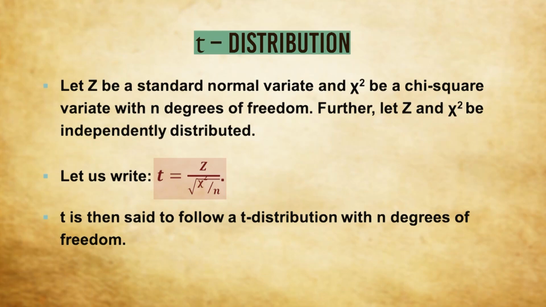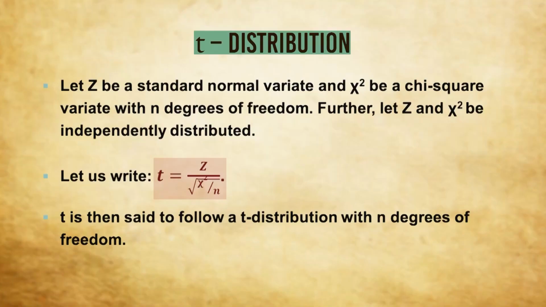One thing we should keep reminding ourselves is that Z and chi-square have to be independently distributed. So T is Z divided by the square root of chi-square by n, where n is the degrees of freedom of the chi-square distribution. The statistic T is then said to follow a T distribution with n degrees of freedom. Now, what is the degrees of freedom of T? It is the same as the degrees of freedom of the chi-square variate that we are considering.